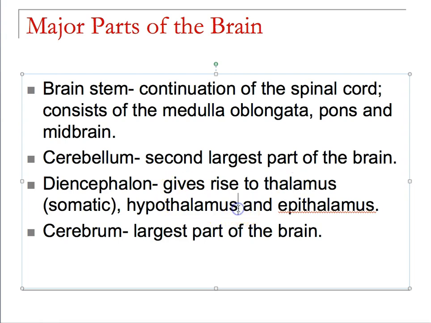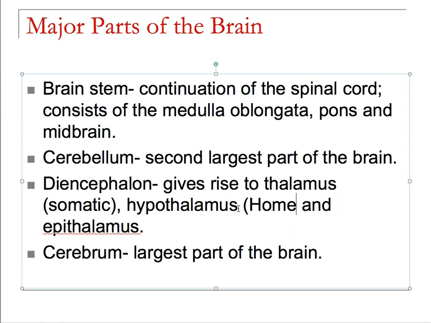The hypothalamus is going to regulate normal homeostasis, so let's just spell it: H-O-M-E-O-S-T-A-S-I-S. Okay, and the epithalamus, for the purposes of this class, we're going to think of it in terms of sleep regulation.